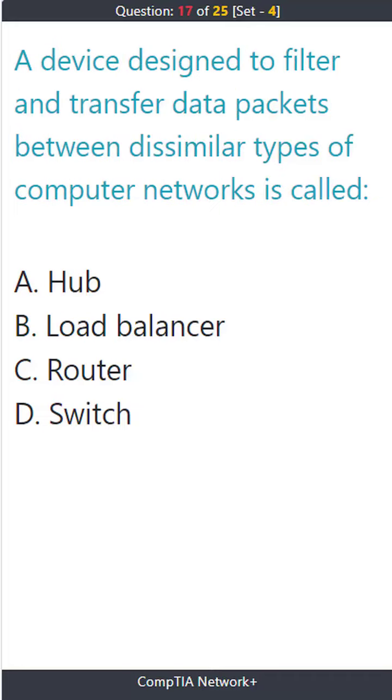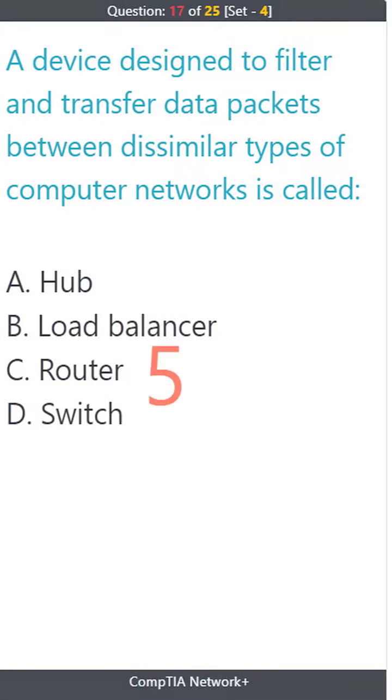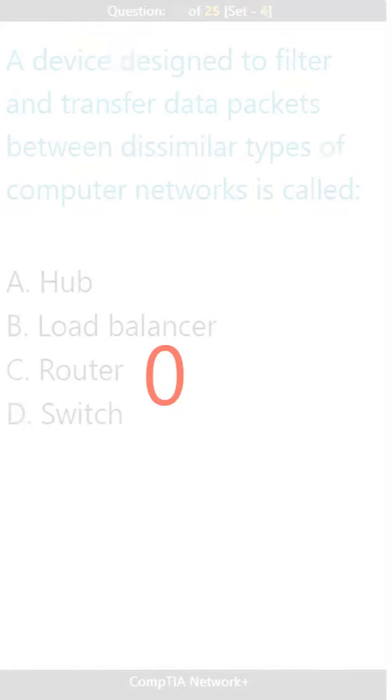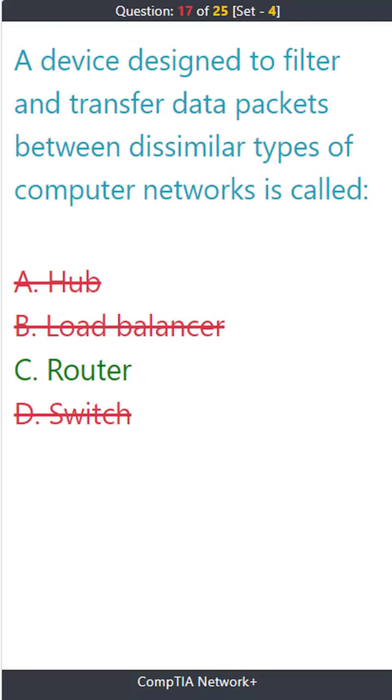Question 17. A device designed to filter and transfer data packets between dissimilar types of computer networks is called A. Hub, B. Load balancer, C. Router, D. Switch. The correct answer is C, router.